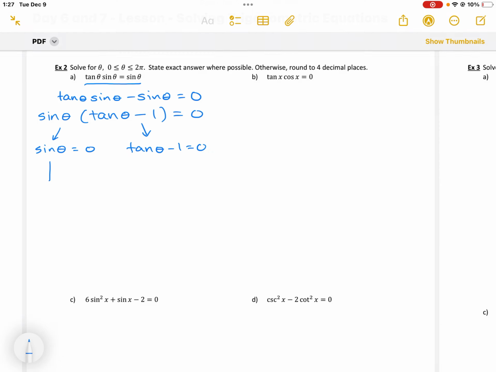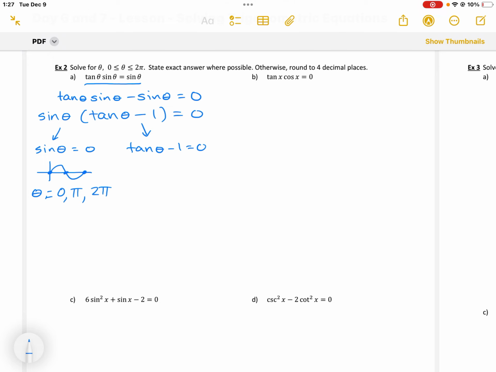So in order for sine theta to equal 0, in between 0 and 2 pi, there are three possible values. So theta could equal 0, pi, or 2 pi. That would satisfy the equation.